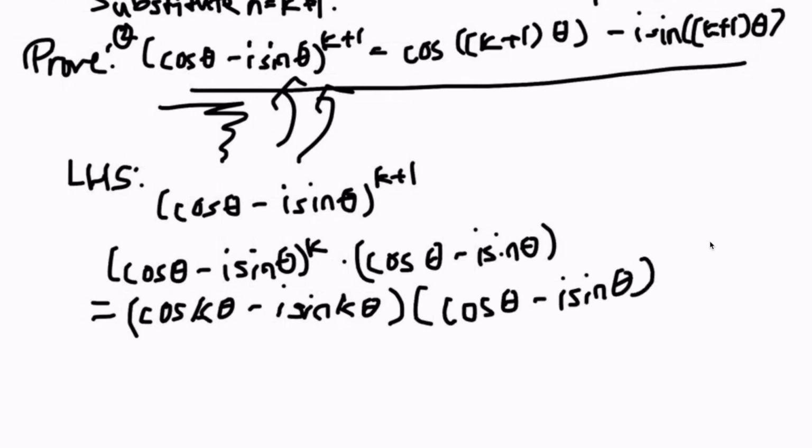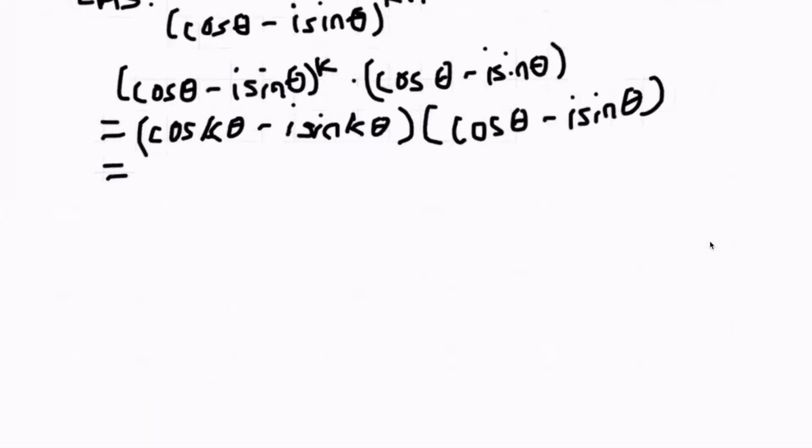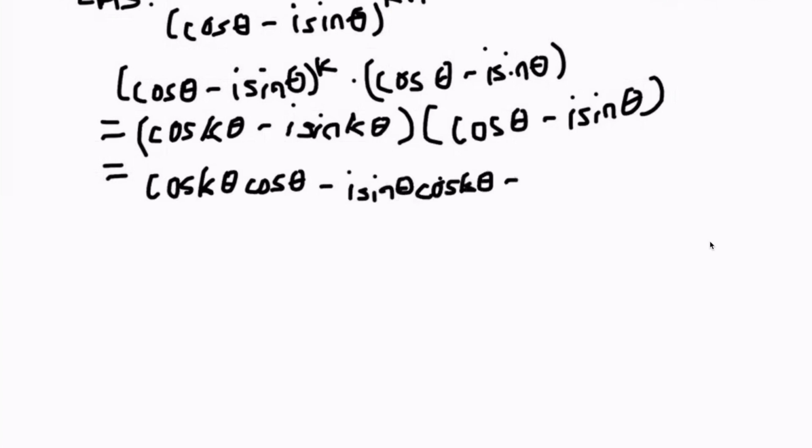We're just gonna expand this out. Sorry, let me move down a little bit. Taking the first terms and multiplying them together, we get cosine k theta times cosine theta, right? Our outside terms are just i sine theta times cosine k theta. Our inside terms are i sine k theta times cosine theta.